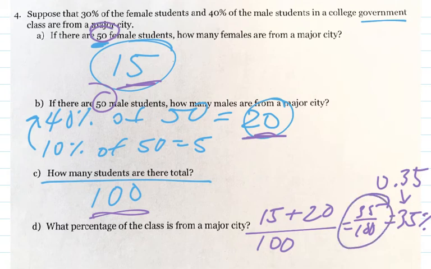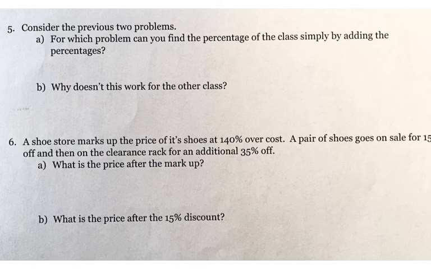So in these two situations, I can only find the total percent by adding the percentages together if the total number of people equals 100. Okay, it didn't work for the other class because the first history class only had 80 students. So your part out of your whole was a part out of 80. So you had to actually determine what that would be if it were to be a percentage out of 100.